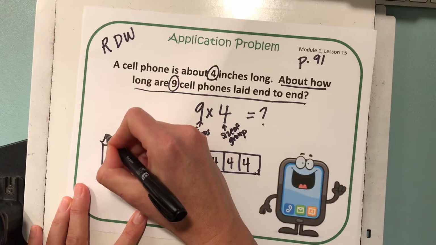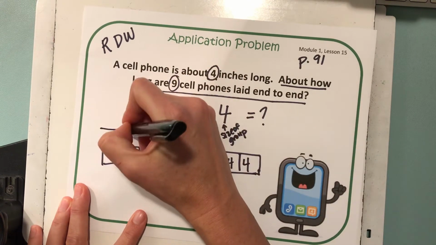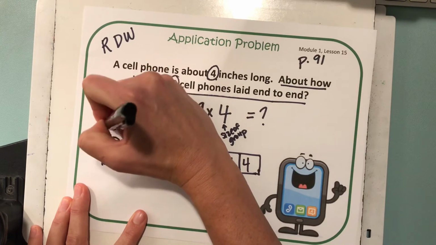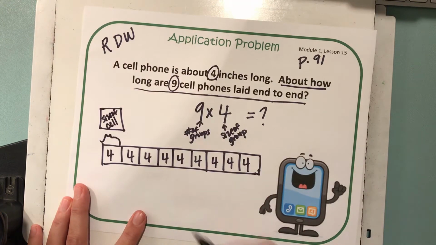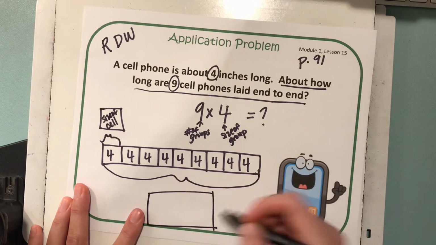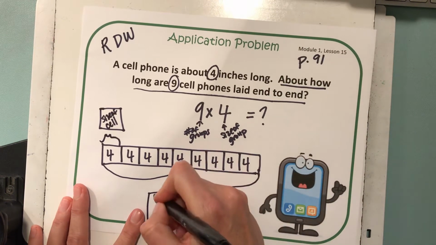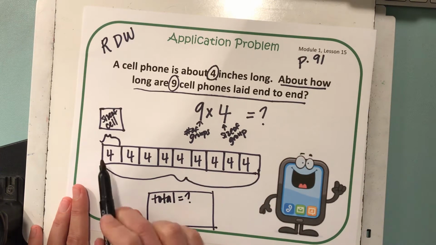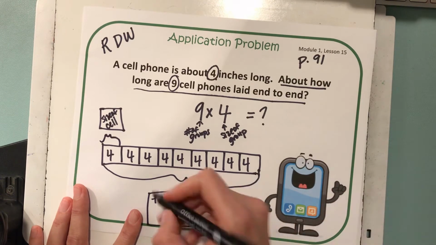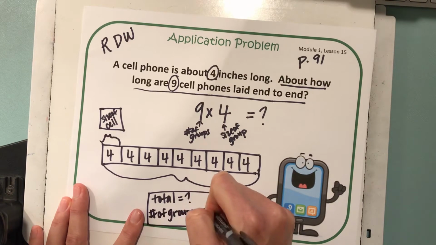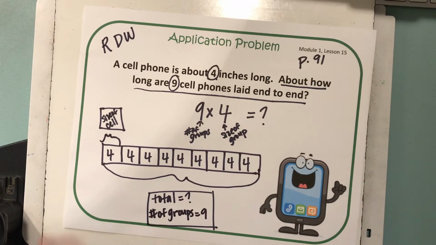So I know this. What does this represent? This represents the size of the cell phone, right? Or the size of the group. This, what does this represent? It represents 2 things, right? It represents the total, which we do not know yet. And it also represents the number of groups. And we do know that. We know that we have 9 groups. So let's skip count by 4s to figure out what the total is.